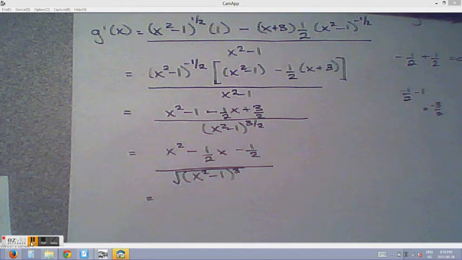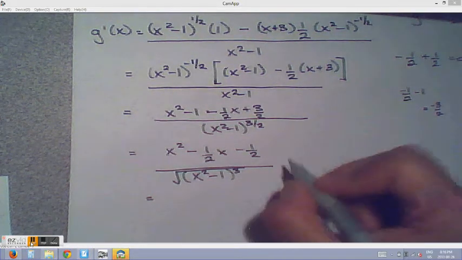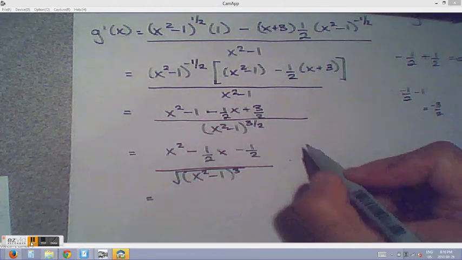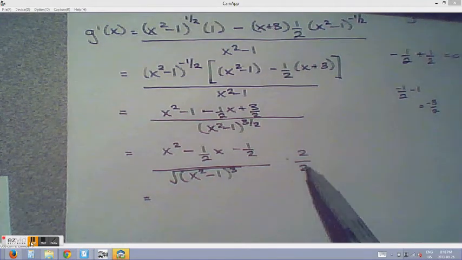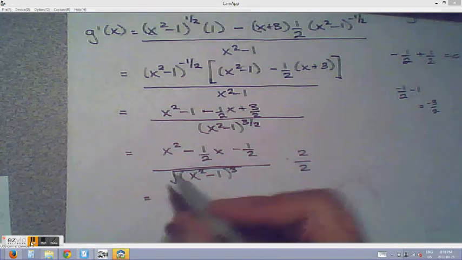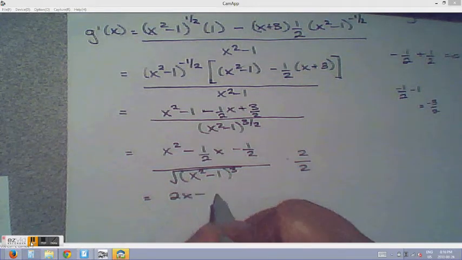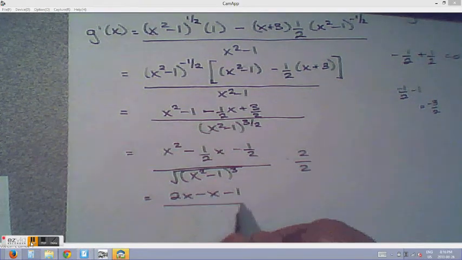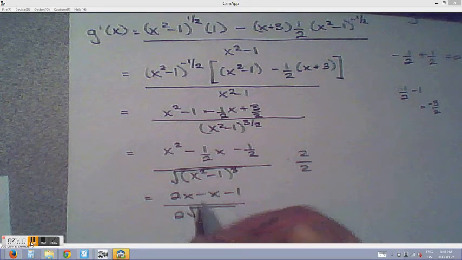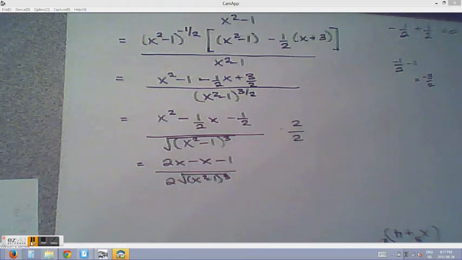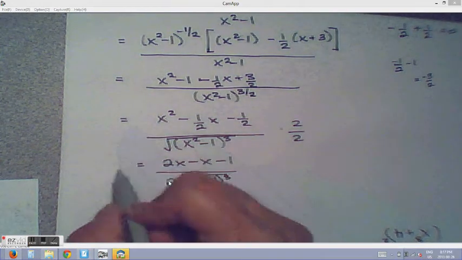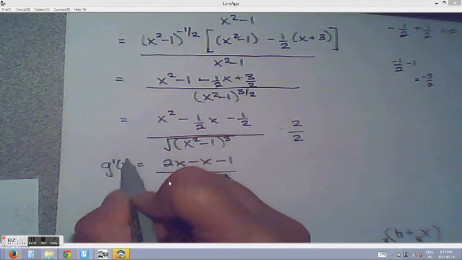If we want to, we can multiply both the numerator and the denominator by 2. If we do that, we're essentially multiplying by 1, so we're not changing anything. 2x minus x minus 1 all over 2 square root of x squared minus 1 cubed. There is our messy answer, but that is a complete answer. Let me just put this x. There we go. Perfect.